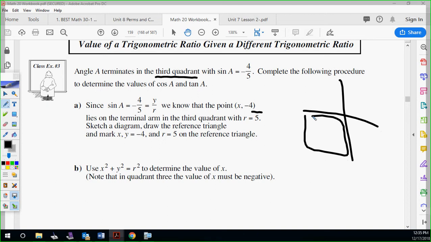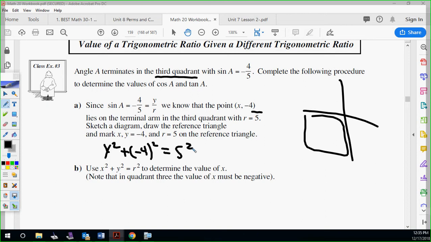Okay, and so then along with this, Brett, this is actually what you're asking. So we know y and r, so we have to figure out what x is now. So we're going to go x squared plus negative 4 squared equals 5 squared. We know the 3, 4, 5 pattern, right? What's x going to be? 3, right? It's always that common one.